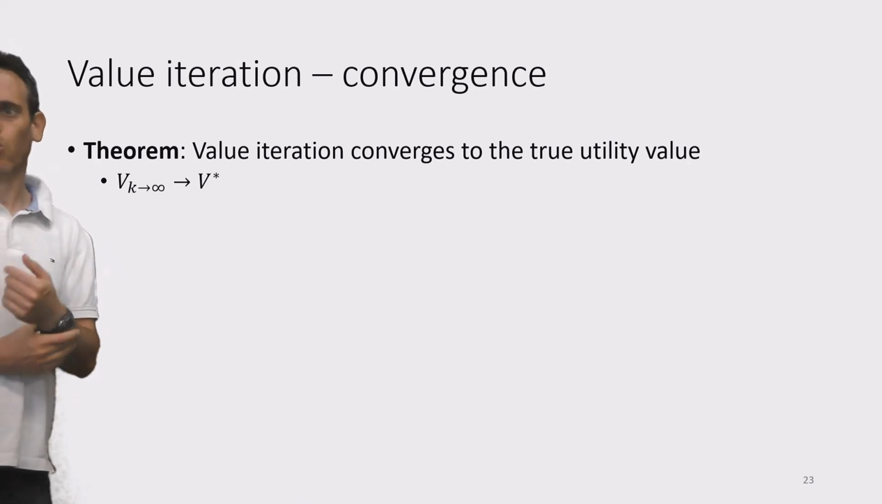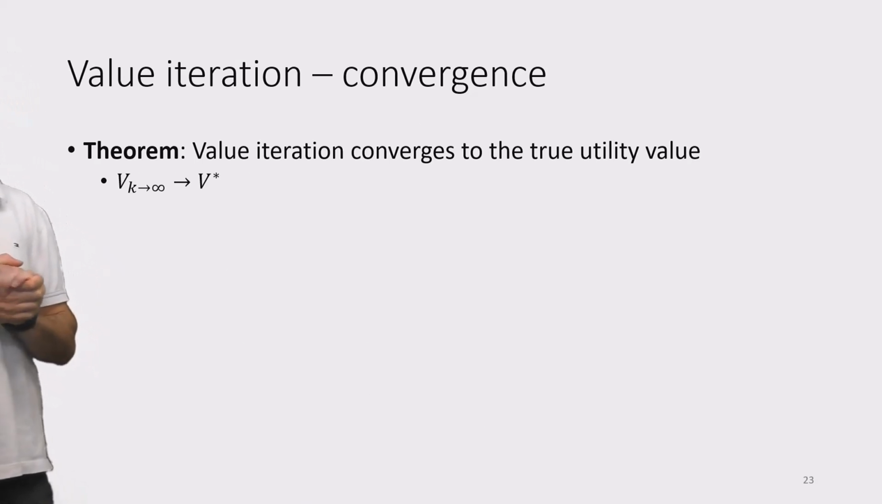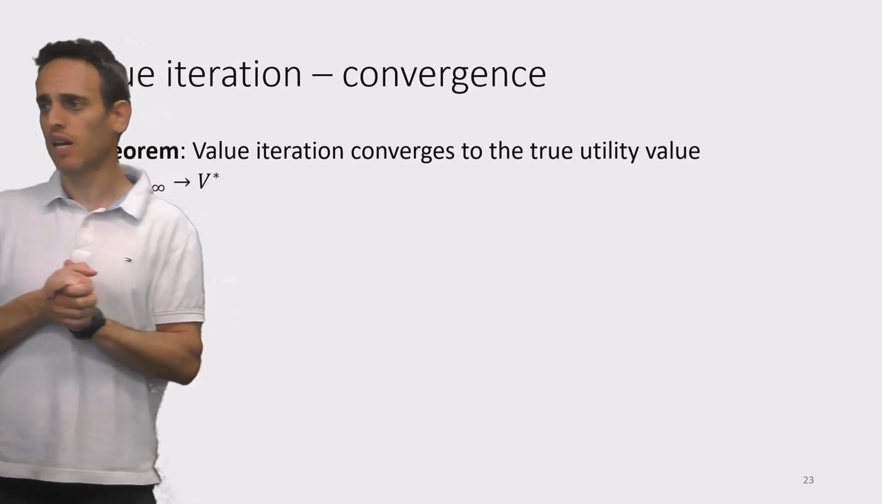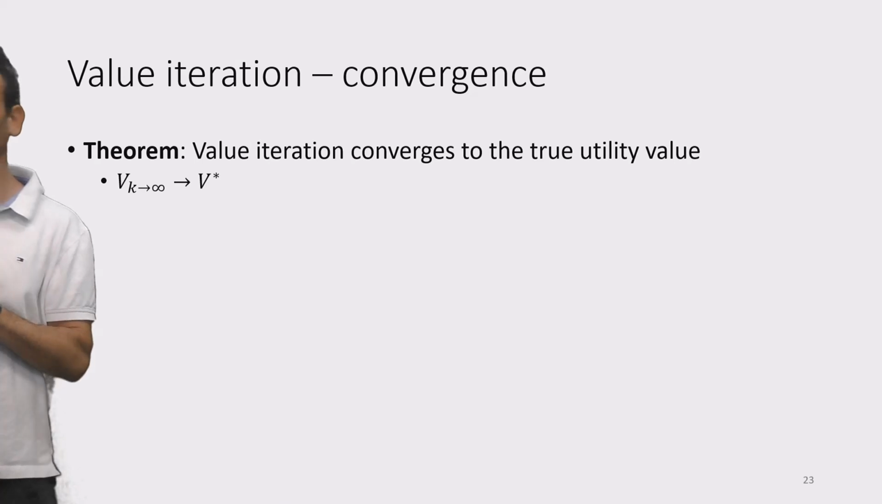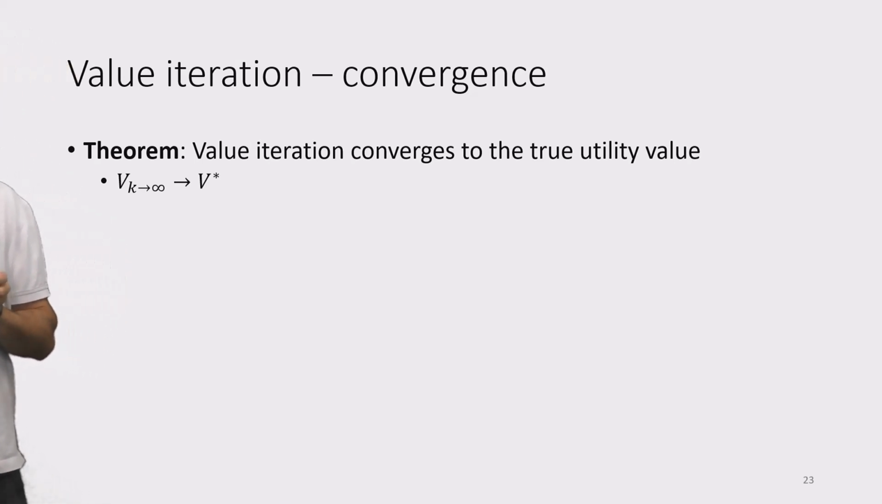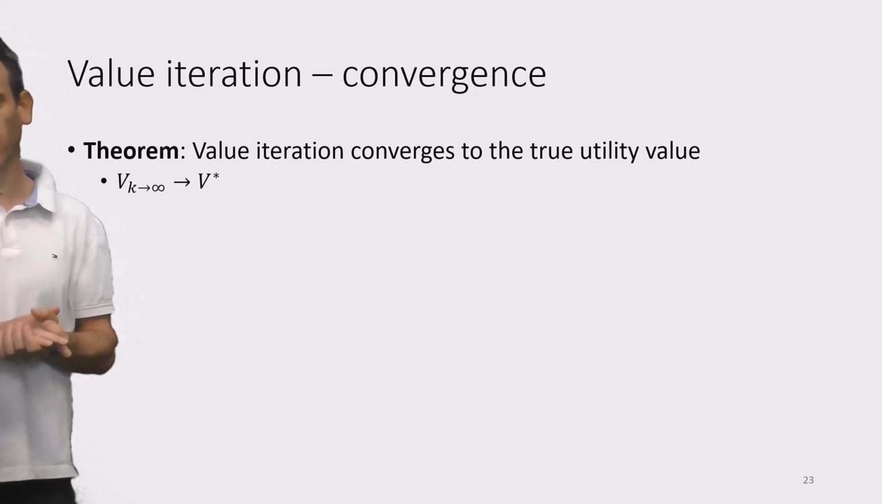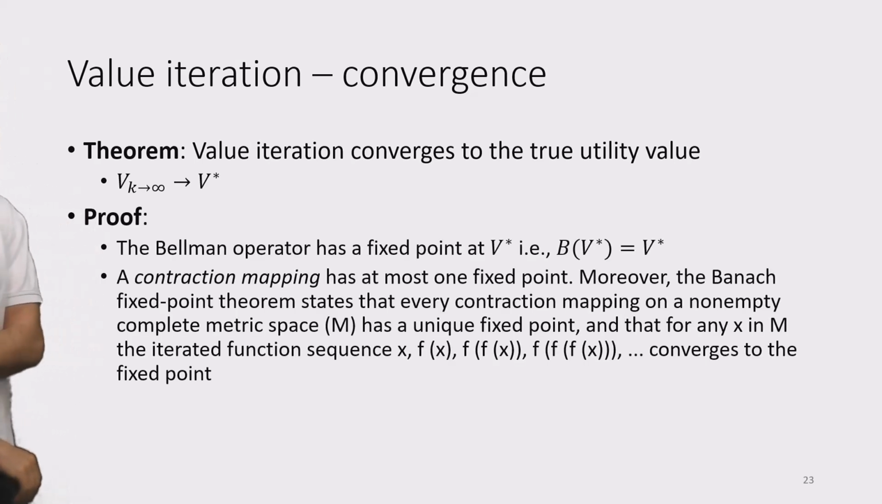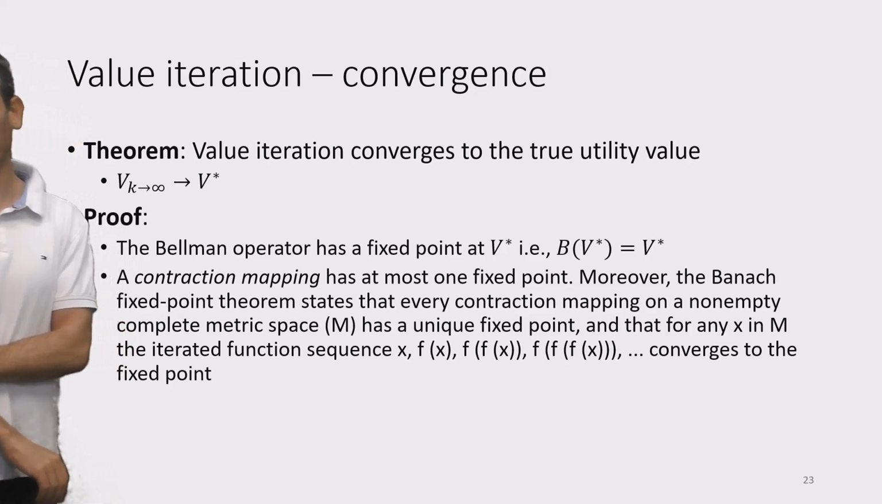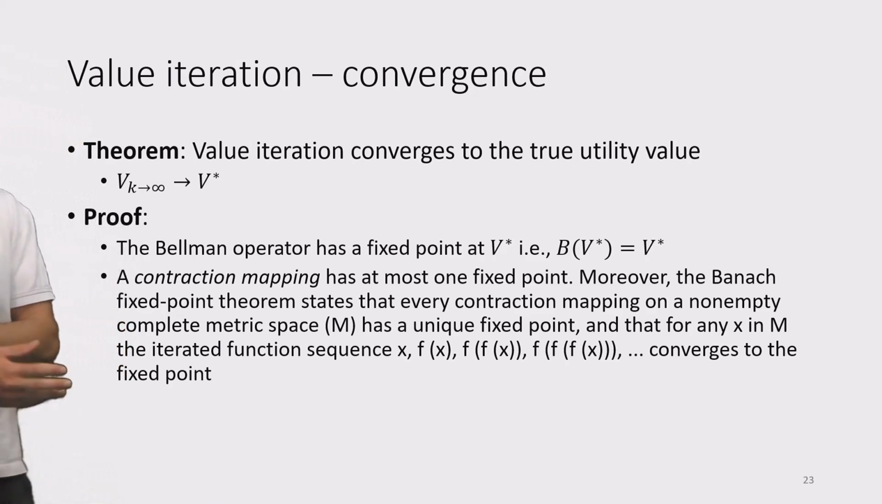Okay, so once we prove that the Bellman operator is a contraction mapping, now we can actually prove that value iteration converges on the true utility value. That is, at the limit, if we perform value iteration over and over again, we are guaranteed to converge on V star, on the true state values. And the proof follows as follows.